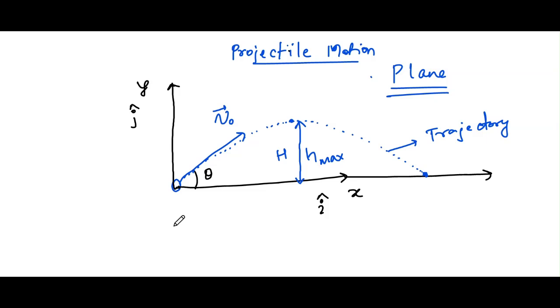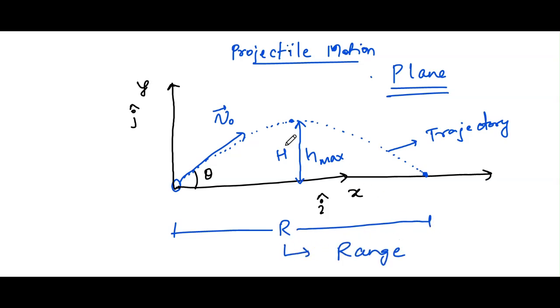Meanwhile, this body travels some horizontal distance also. Let's say this distance is r. So this is called range. So this motion is called projectile motion. This motion is happening in a plane, the plane which is vertical to the ground.